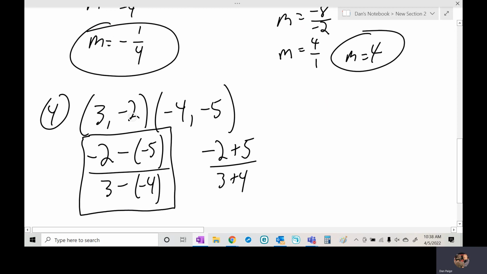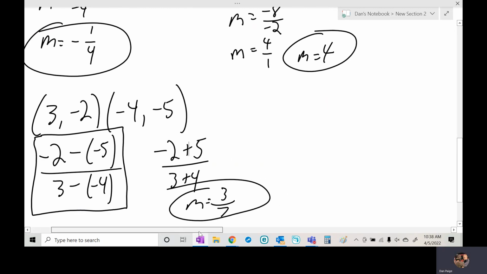So I want you guys to be careful of those double negatives. Negative 2 plus 5, someone already said, that's right, is 3. And then 3 plus 4 is 7. The slope is 3 over 7. So again, if you're writing minus negative 5, it's easier to just write it as plus 5.